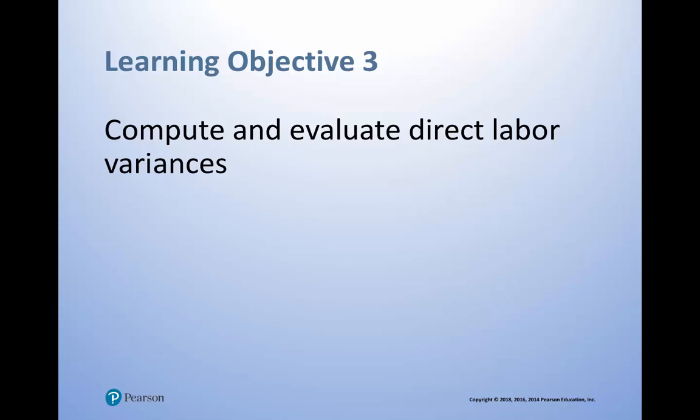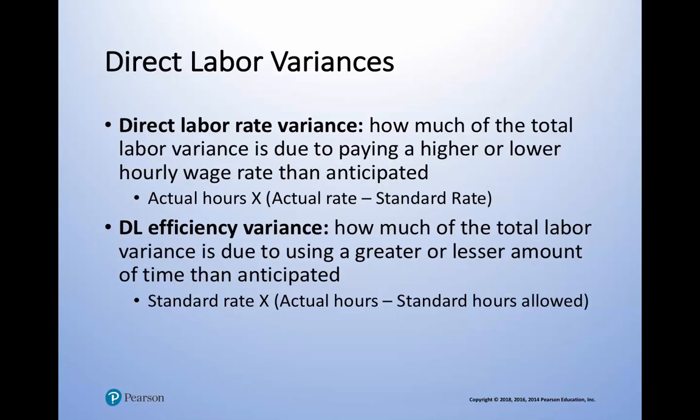Okay, so next we're going to compute and evaluate our direct labor variances. Again, next set of formulas we should want to write down. How much of the total labor variance is due to paying a higher or lower hourly rate? That's our labor rate variance. Again, it's our same setup. So LRV equals our actual hours, in parentheses, actual rate minus standard rate.